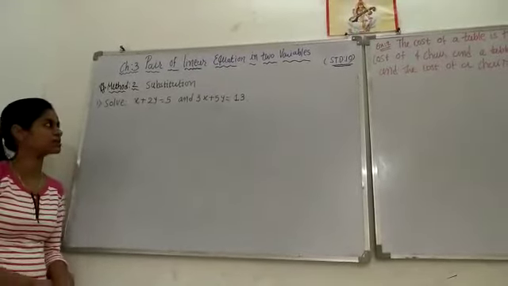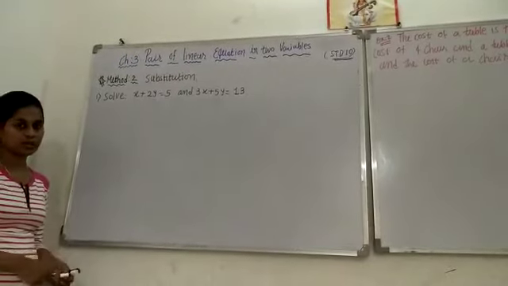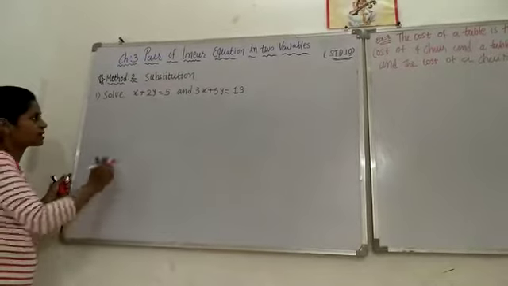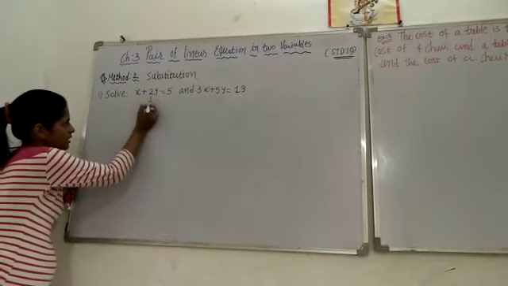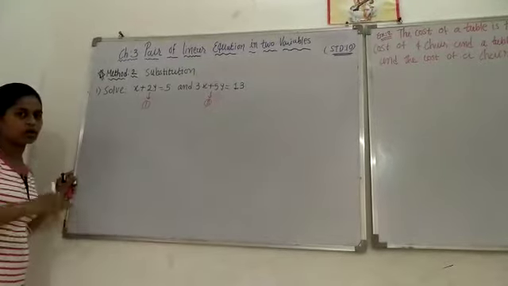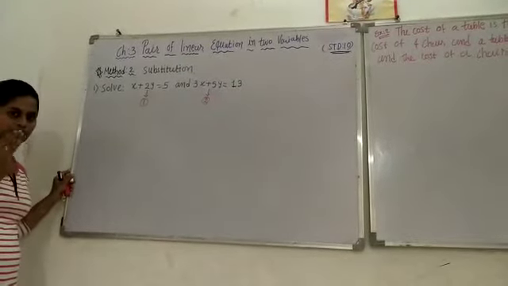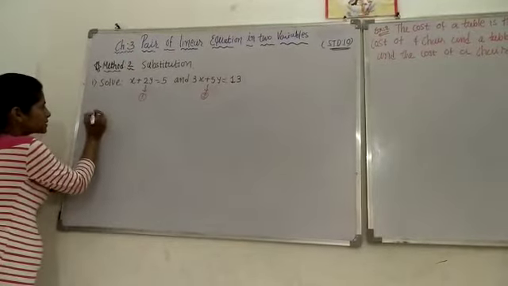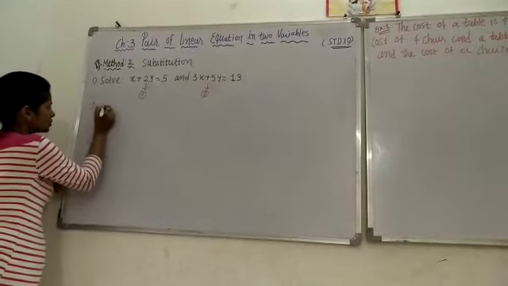Today our topic is pair of linear equations in two variables solving by substitution method. For this substitution method, first of all you should give its name equation 1 and 2. Then either consider 1 or 2 and find out value of x in form of y, or y in form of x. So suppose I consider here 1.